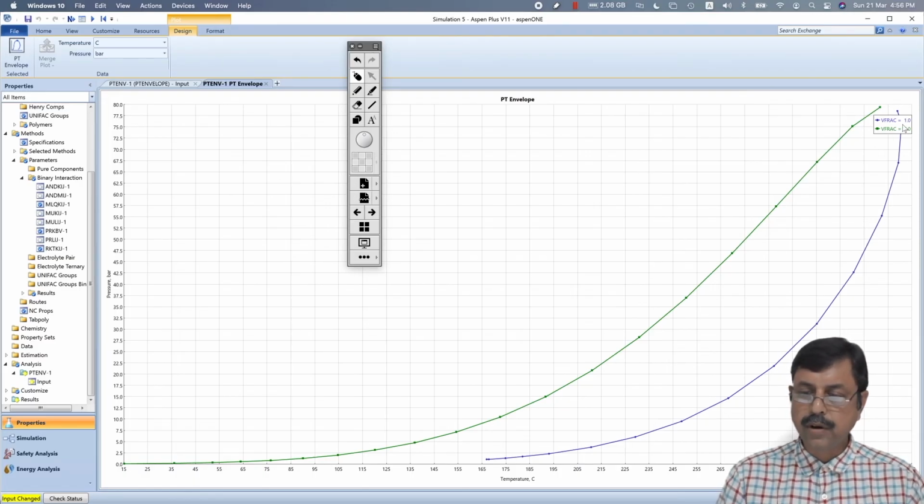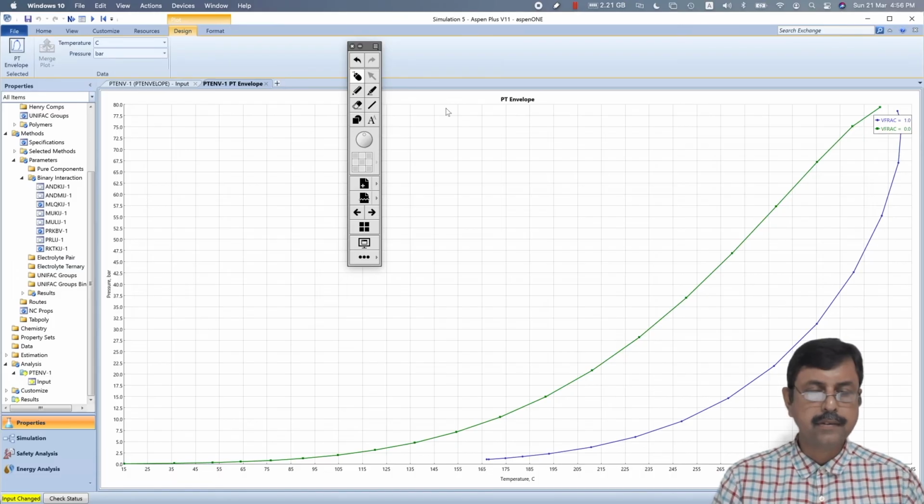But we have only two lines. One is vapor fraction 1, that is the blue line. This is the dew point line, and vapor fraction 0, this is the bubble point line. But we may not be happy with only two lines. We need some more lines for analysis.